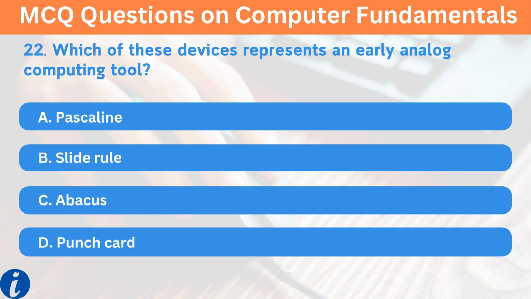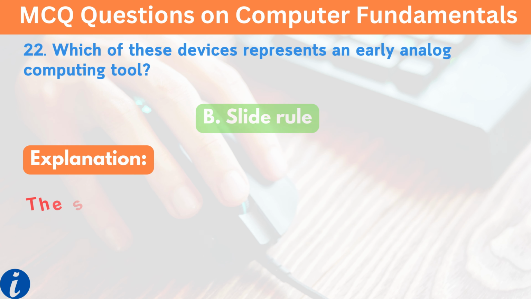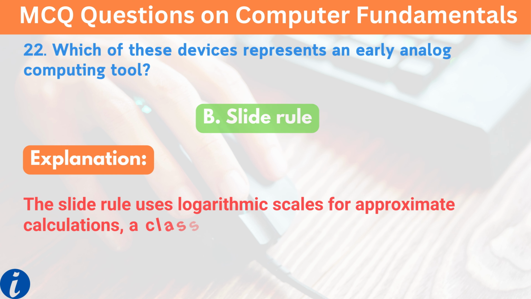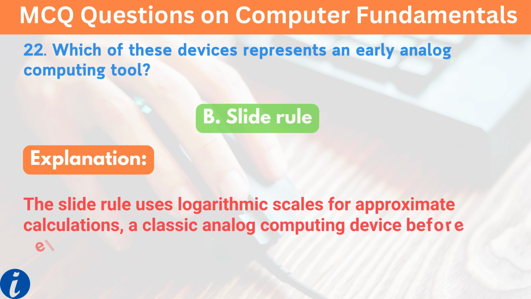22. Which of these devices represents an early analog computing tool? A. Pascaline. B. Slide rule. C. Abacus. D. Punch card. The correct answer is B. Slide rule. Explanation: the slide rule uses logarithmic scales for approximate calculations, a classic analog computing device before electronic computers.